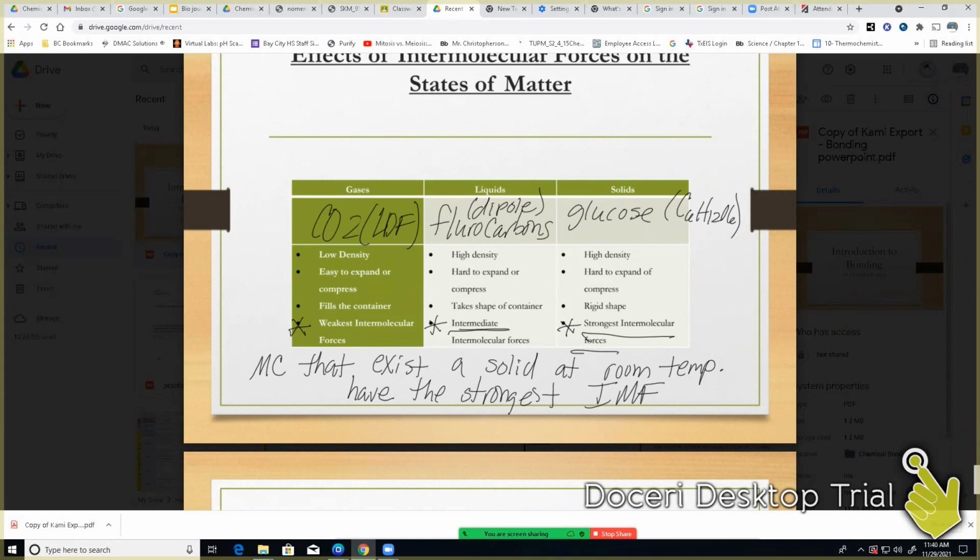If you go down group 17, our halogens, they start as a gas. So those have the weakest intermolecular forces. And then as you come down to iodine and astatine, those exist as solids at room temperature. So their intermolecular forces are stronger.